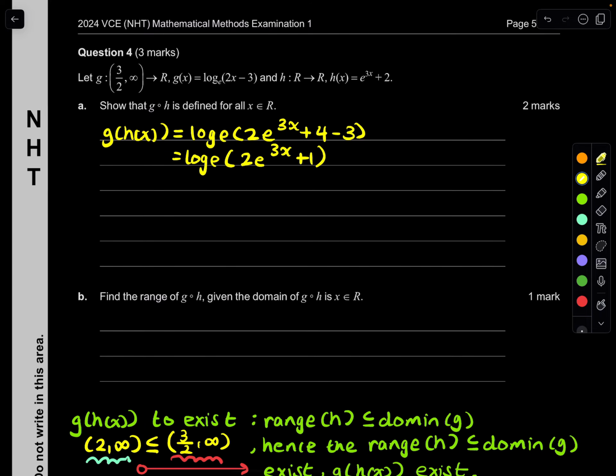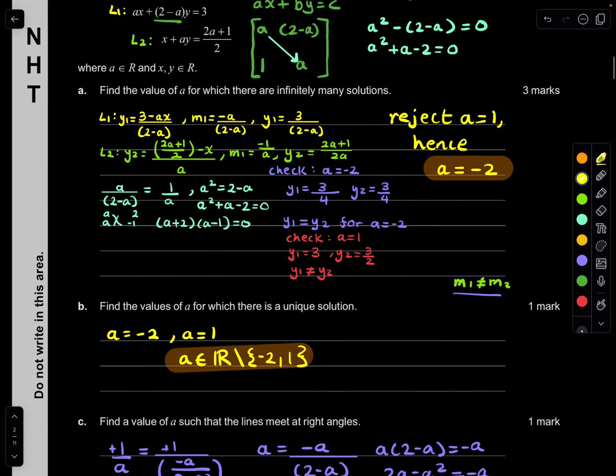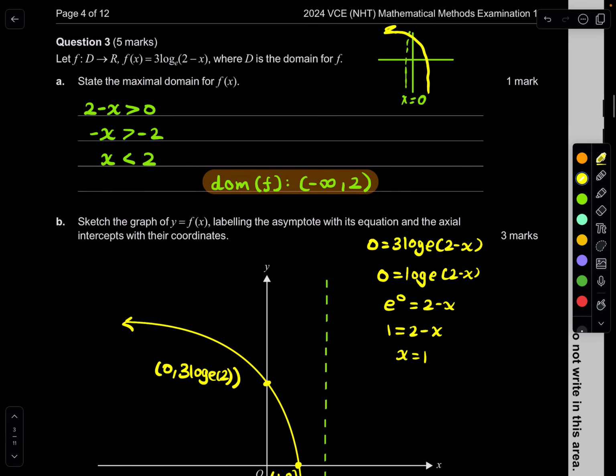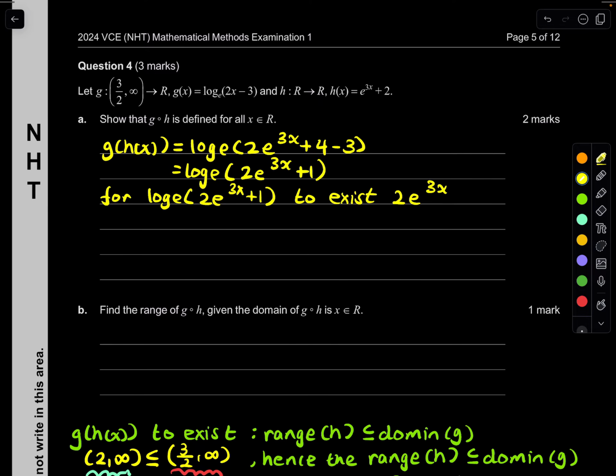All right. Now, remember what we said from the original equation. Remember this here, log? Remember how we said the domain of a log is easy. You just basically solve where the inner function is greater than 0. And let's do the same here. So for log of 2e^(3x) plus 1 to exist, the inner function, which is 2e^(3x) plus 1, must be greater than 0.